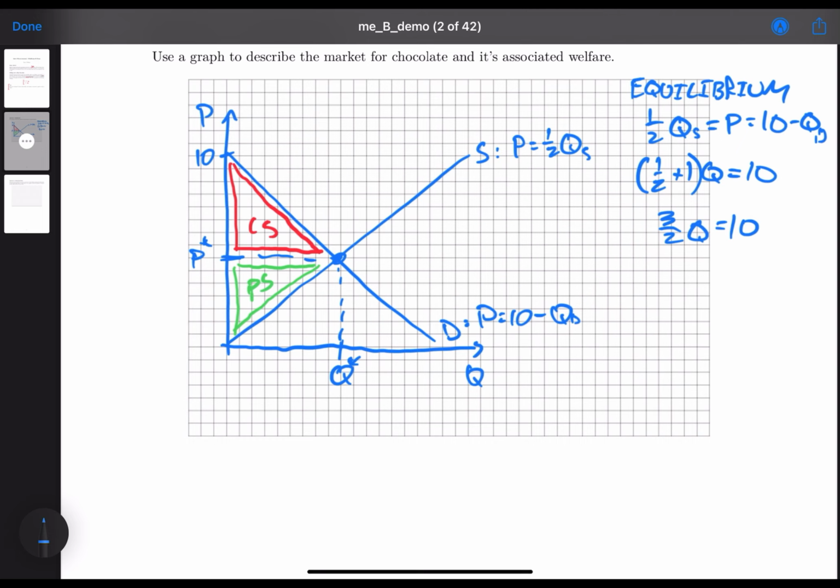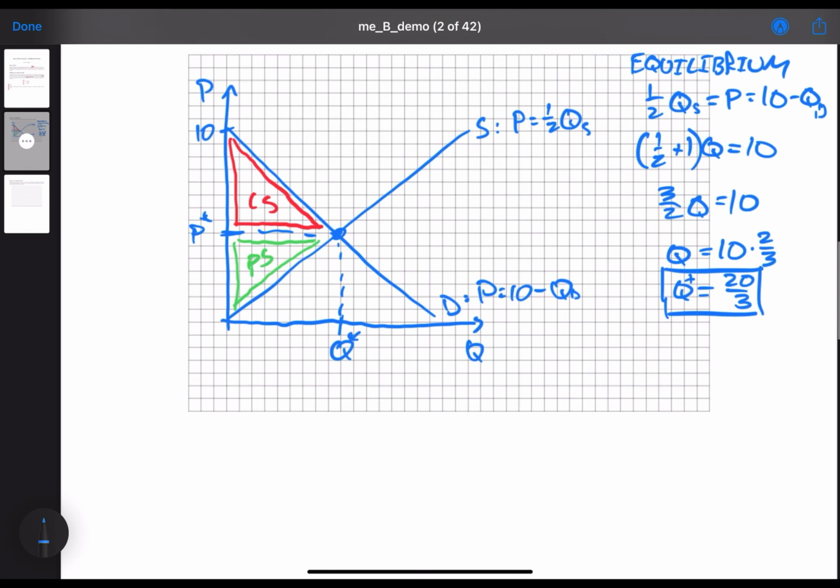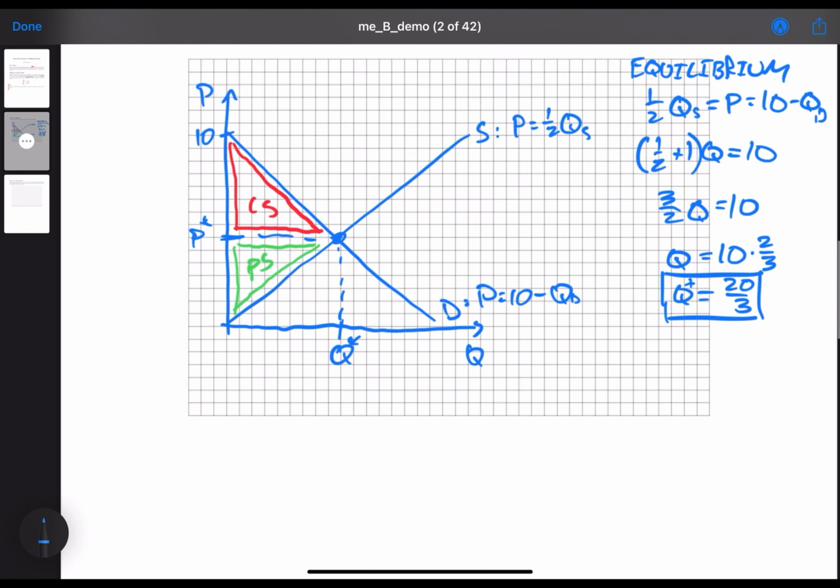Divide both sides by 3 over 2. We have 10 times 2 over 3. So Q is 20 over 3. Let's put a star on this. All right, so this is our equilibrium quantity, 20 over 3.